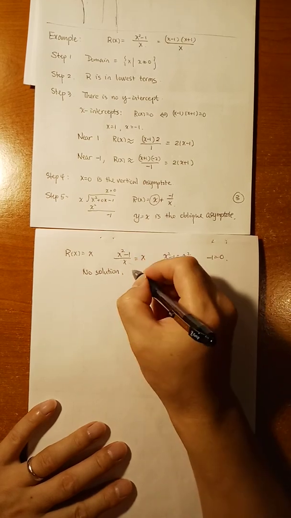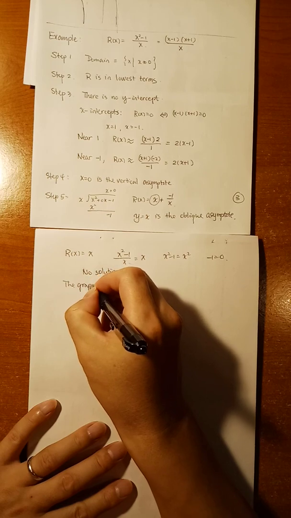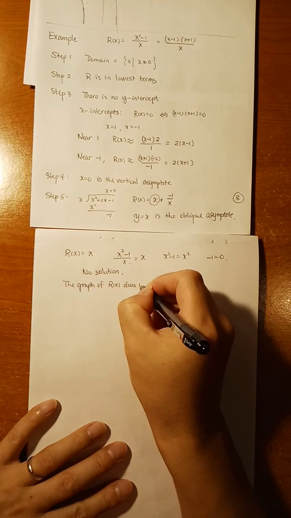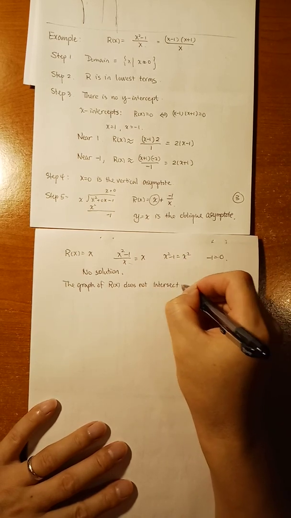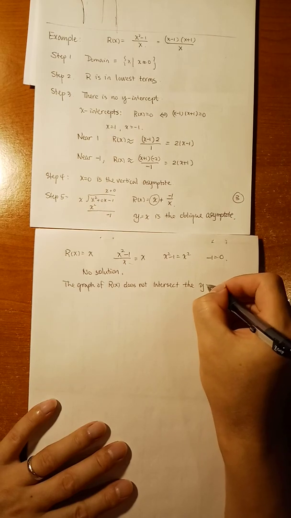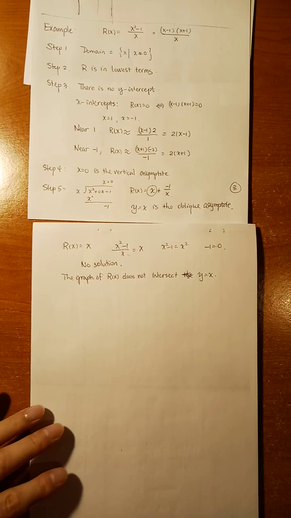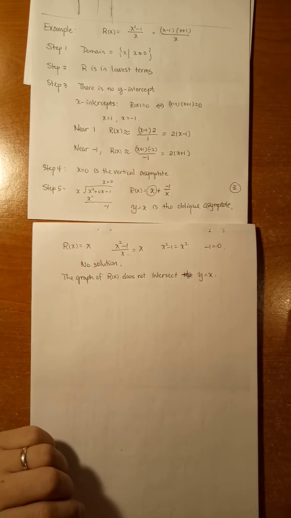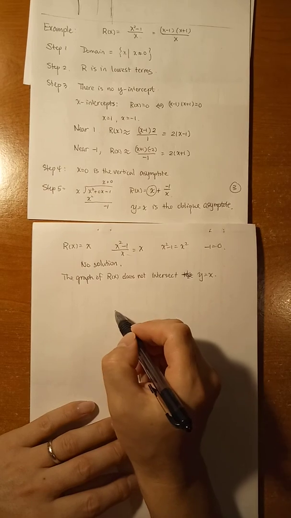This has no solution, it means the graph of r of x does not intersect the oblique asymptote. Does not intersect the line y equal to x. Okay? If you find the solution, that is the intersection point. If you do not find the solution, it means they don't intersect. Okay? And then let's check.